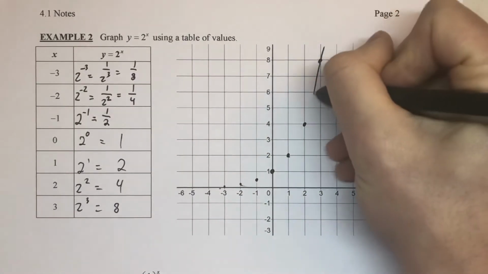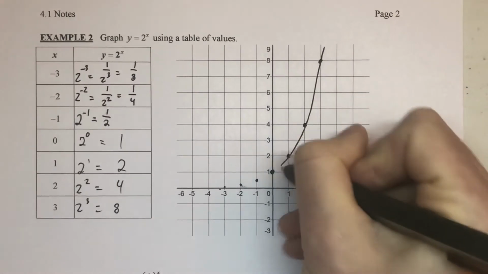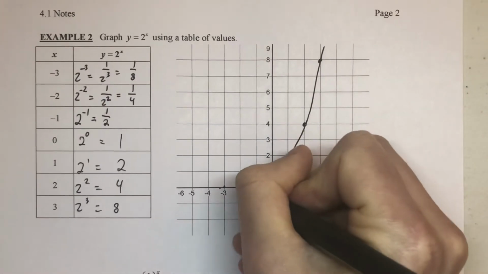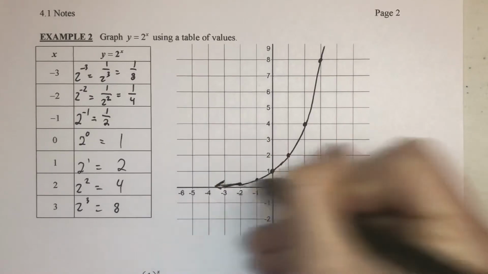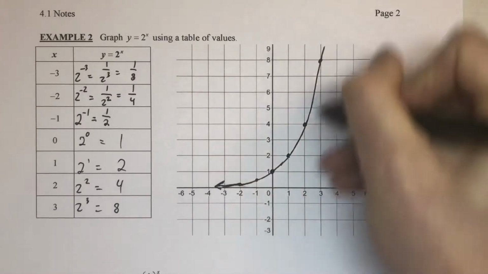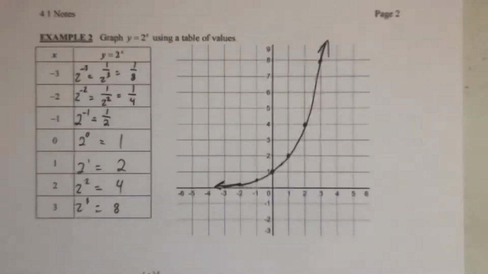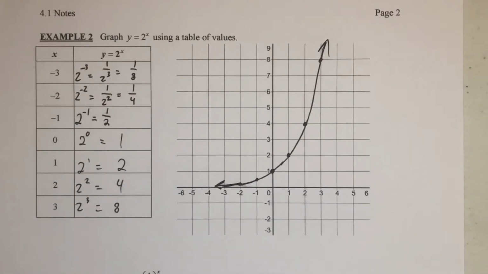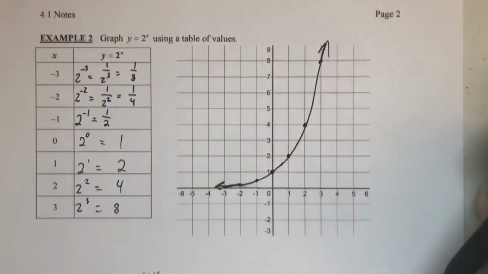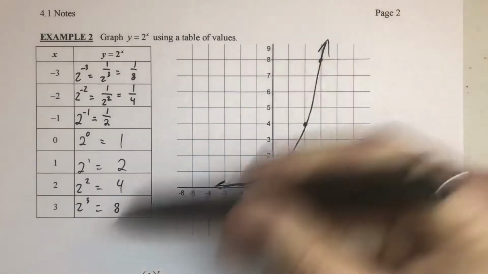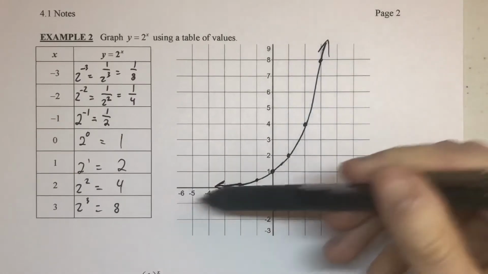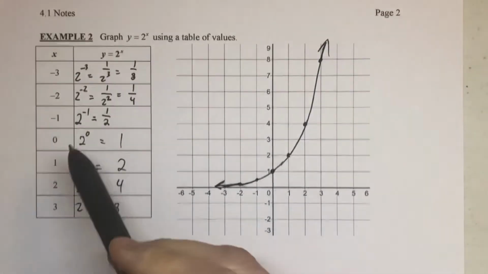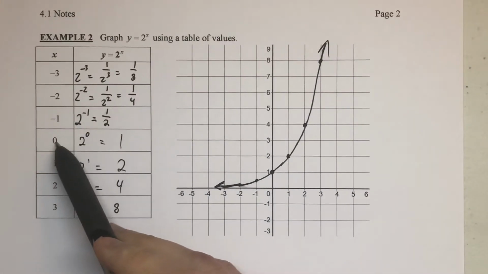So this graph, as I'm doing my best to connect these points, is going to asymptote to our x-axis and go off very quickly to infinity as we go to the right. And so that would be our graph for the function y equals 2 to the x. And just in that small set of numbers, you can see the pattern as to why this shape is the way it is.